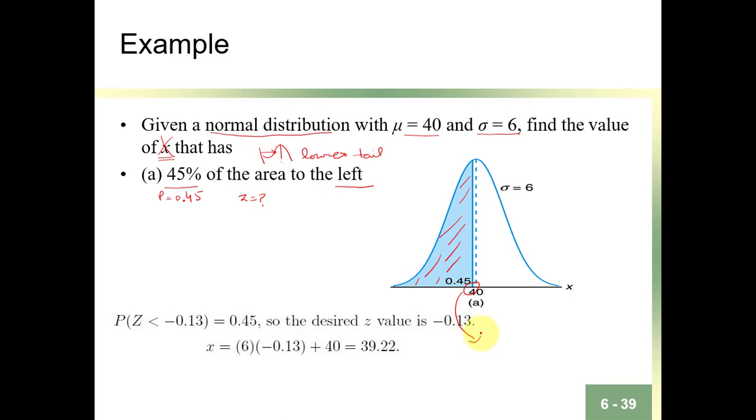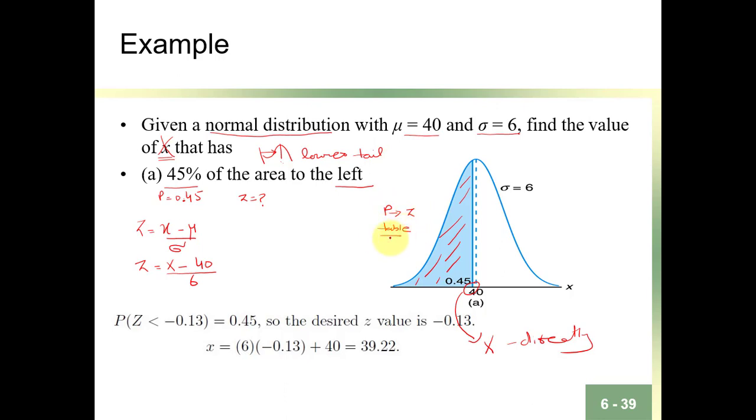At this point we have to find the x, and we can't find x directly because if we go towards the formula, then z is equal to x minus mu divided by sigma, the standard deviation. Using this formula, we know 40 is our mean value and sigma is 6. So there are two unknowns, one of them is z and one of them is x. So we can do one alternate. What we can do is convert the probability into the z value using the tables.